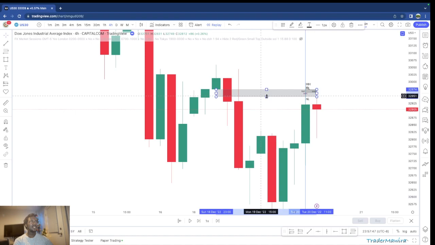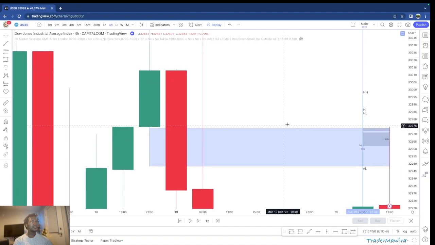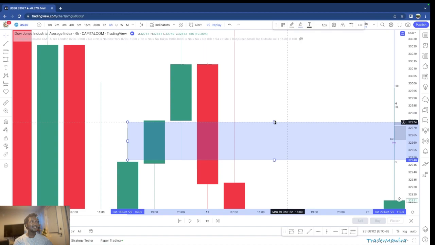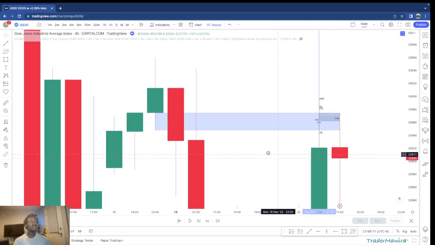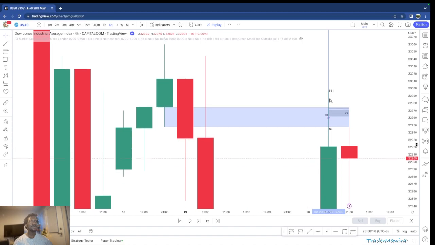Let me change the color of this one to maybe blue. Not that blue, maybe, yeah, that's okay. Maybe expand it a little bit so we can capture those angles. So there you go, and those wicks now become my support and resistance zones. Or I like to call them my staging zones.